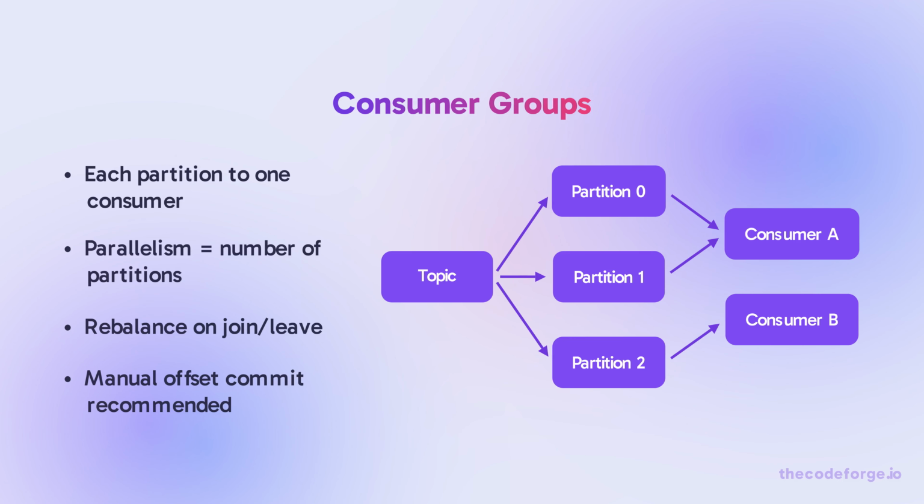Consumer groups allow multiple consumers to read from a topic in parallel. Each partition is assigned to exactly one consumer, ensuring ordering within a partition. When a consumer joins or leaves, a rebalance triggers and partitions are reassigned.